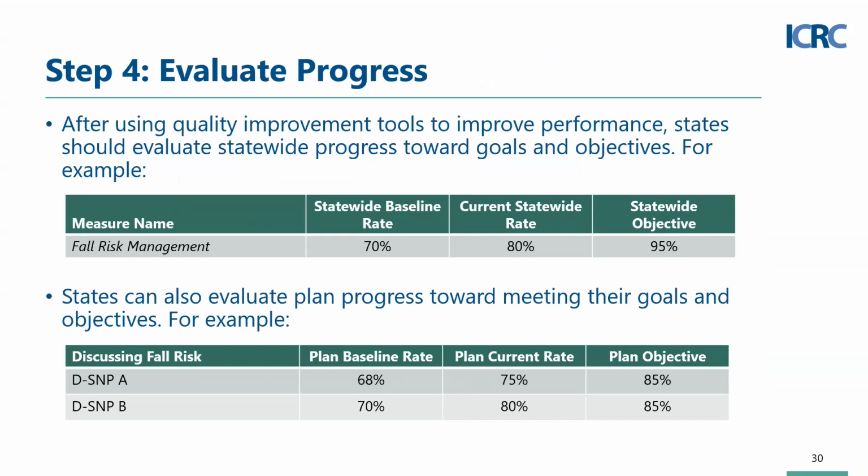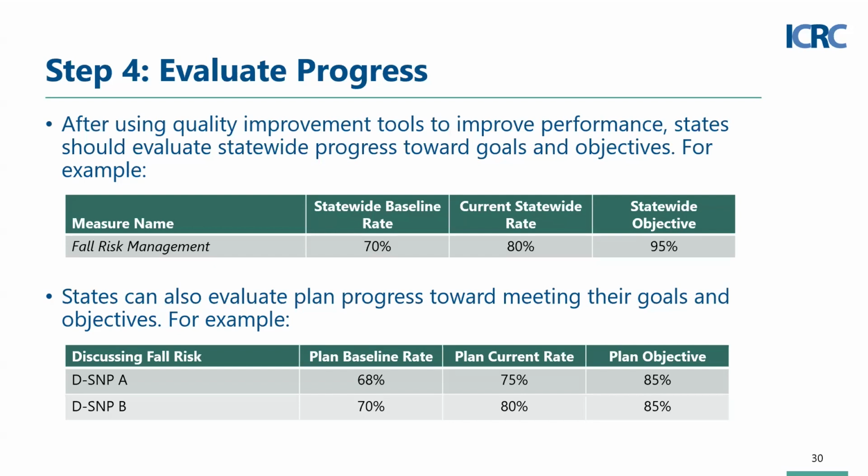Finally, after using Medicaid and Medicare quality improvement tools to improve performance, states should evaluate statewide progress towards their goals and objectives. In this first example, prior to implementing an intervention to reduce or manage fall risk, the statewide baseline rate on this fall risk measure was 70%. After implementing quality improvement tools, the state improved performance on this measure to 80%, with additional room to improve.